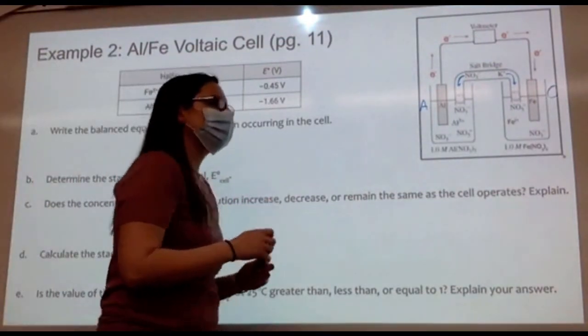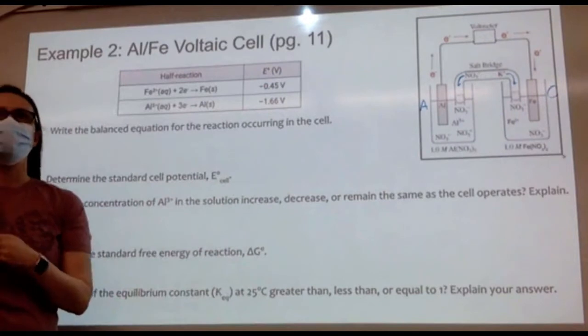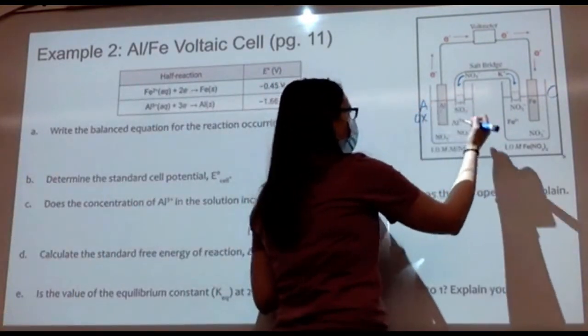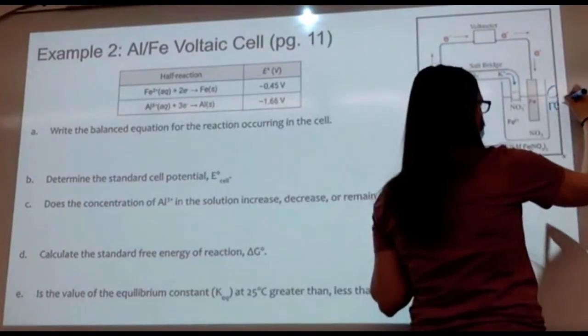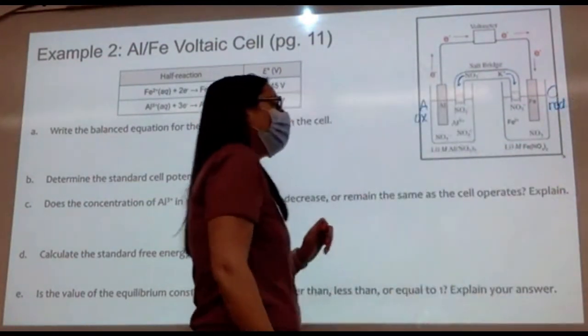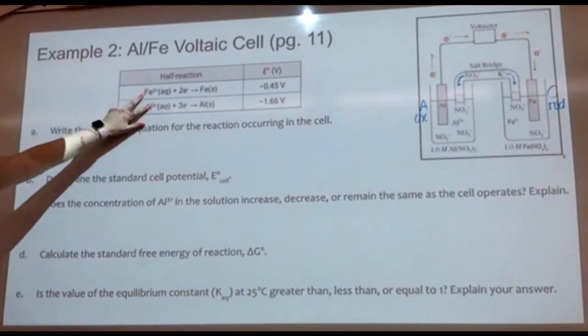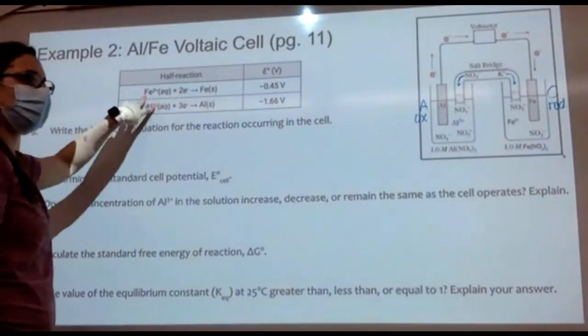What process occurs at the anode? Oxidation. And reduction occurs at the cathode. And so based on that, I'm going to try to just write a general, oh wait, I have the half reactions, never mind. Here are the half reactions.